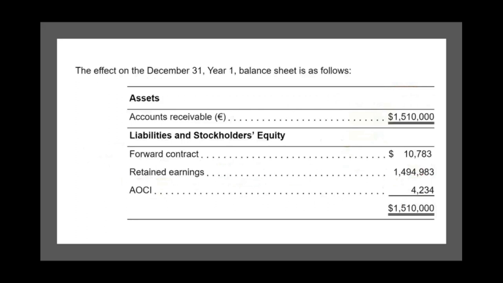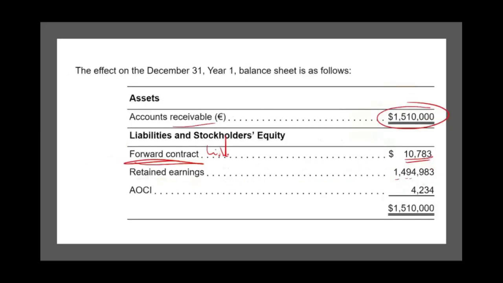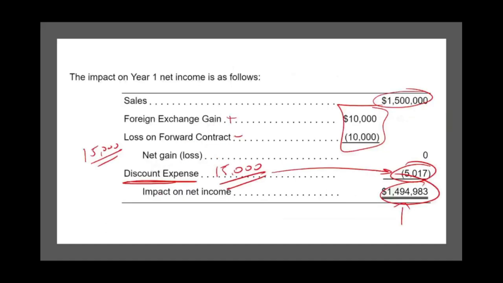What is the impact on the balance sheet? On the balance sheet, we report the asset, the receivable at fair value, and we have a liability called the forward contract. This is the hedge, the liability, 10,783, and retained earnings is 1,494,983, which is net income for that year from the sale minus the discount. And remember, the true loss is sitting in here. This is the loss, but the loss is in OCI. Notice there is no loss on the income statement. Any loss is offset by the gain. Any gain is offset by the loss. The expense is different. The expense is not a loss. It is like a loss, but it's not a loss. Okay, so this is how things would look on December 31st.